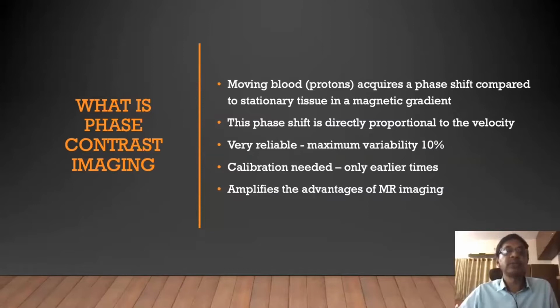What is phase contrast imaging? The moving protons contained within the blood acquire a phase shift compared to the stationary protons in a magnetic gradient. This phase shift could be measured, and it is directly proportional to the velocity of the moving blood. So if velocity is encoded into it, that could be reliably used to measure the volume of blood flow through vessels. The earlier machines needed calibration, increasing the time of scanning. Nowadays, you do not need any calibration, and this amplifies the advantages of MR imaging.